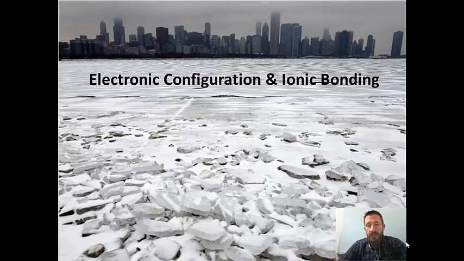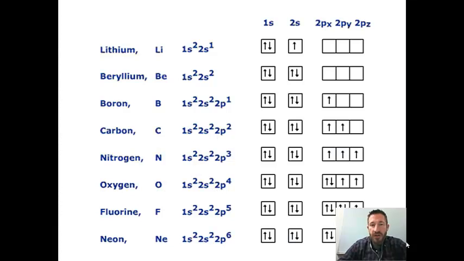Today we're going to talk about the role of electronic configuration in bonding and a little bit about ionic bonding. Specifically, we're also going to talk about polyatomic ions and how they are covalent and ionic bonds at the same time. First, I thought we'd look at some electron configurations and some orbital diagrams, and what we're doing is actually looking at period 2 of the periodic table.